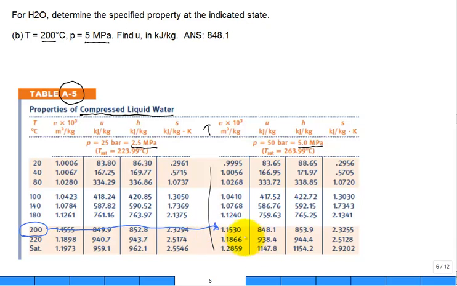When you read all the way across, you're looking for the internal energy at 5 megapascal, 200 degrees C. You just read it off. It's 848.1. So there you go. No interpolation needed. Just reading directly from the table.